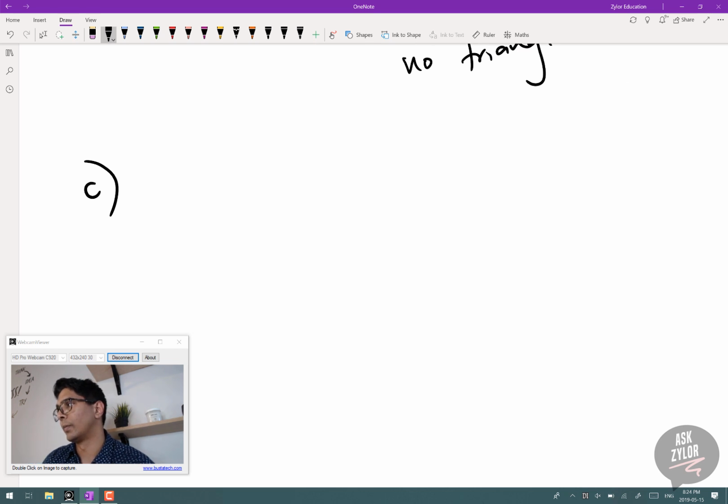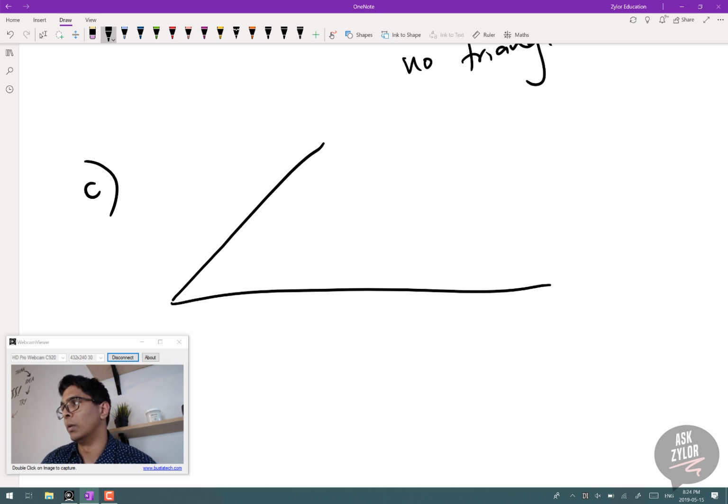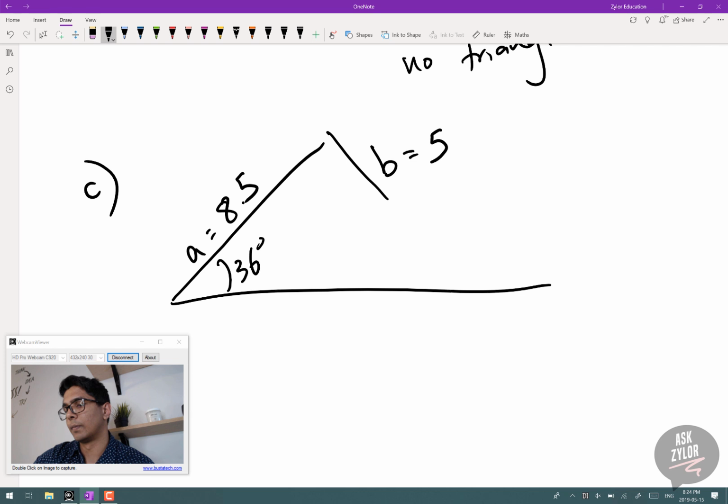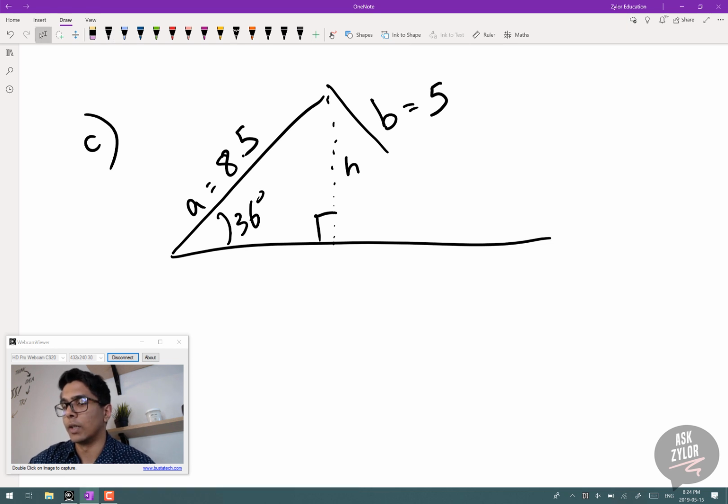So let's try part C. We basically have a similar triangle but with different values given to us. So A is 8.5, B is 5, and the angle is now 36. Once again, we should be finding what this H value is, the perpendicular height. So we're treating it like a right angle triangle again. We can do sine 36 times 8.5 to give me my height.